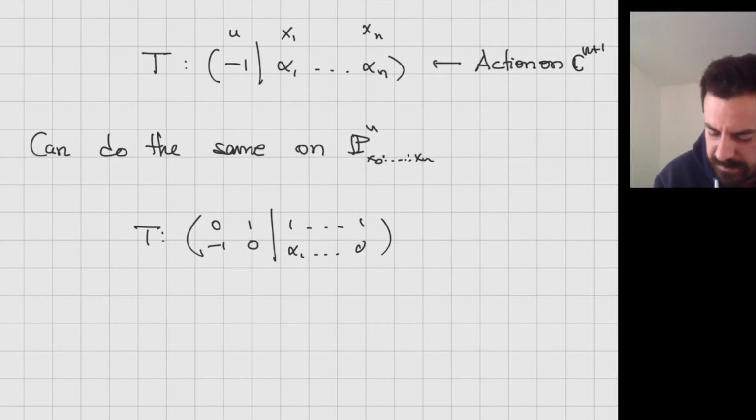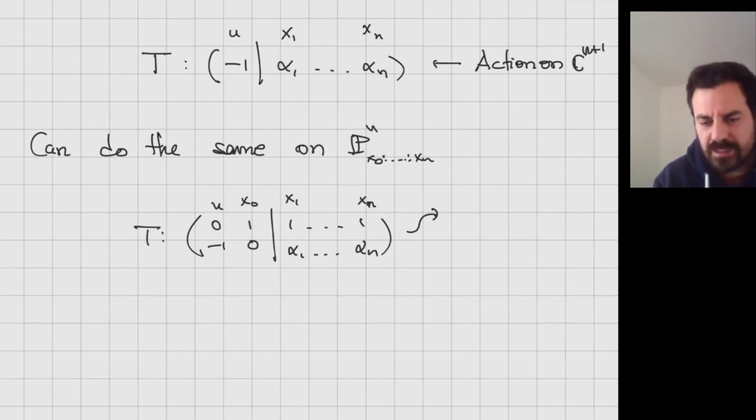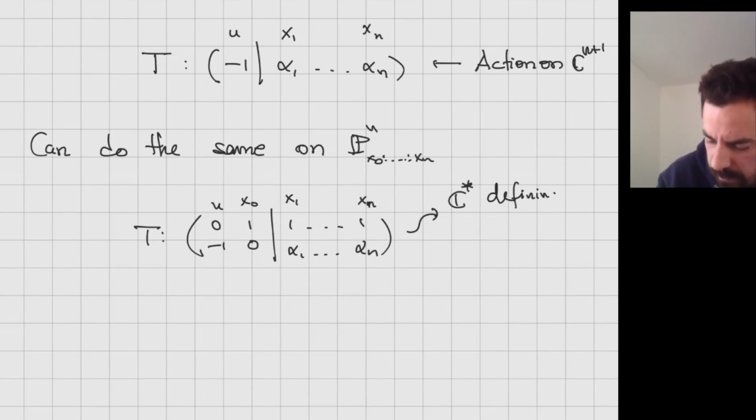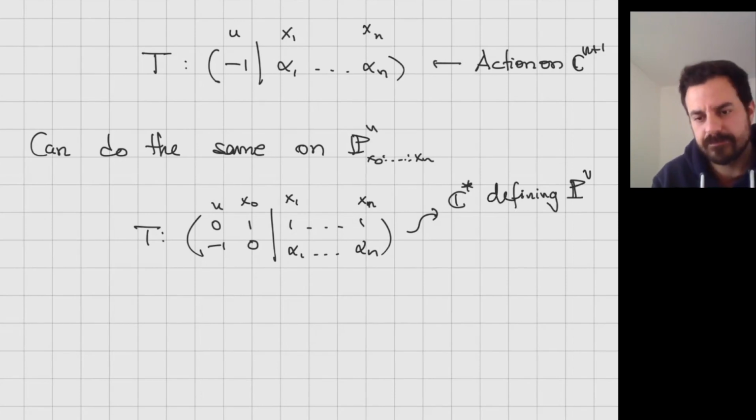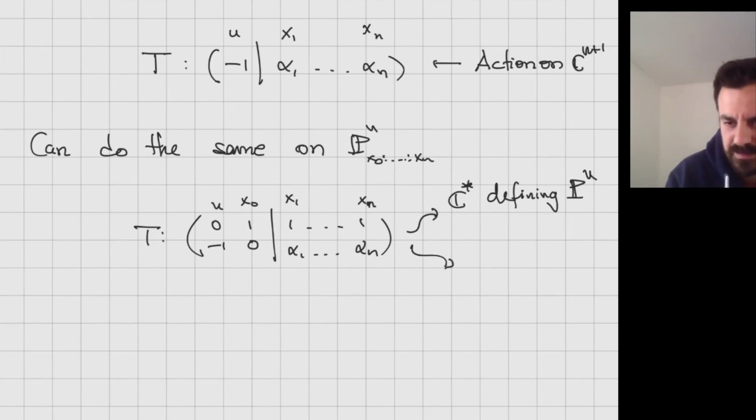Okay, so again, what does this mean? So we have two independent C star actions. On the first row we have x_1 up to x_n, x_0, u. So you can see on the first row you just have a C star action on C^(n+2), but this is just a C star action defining the projective space. Okay, this is the first row, the C star action defining P^n. On the second row, this is just a different, independent C star action defining the blowup.